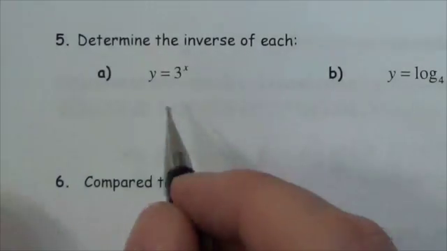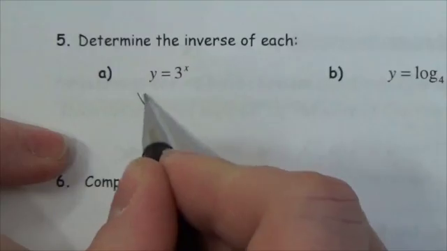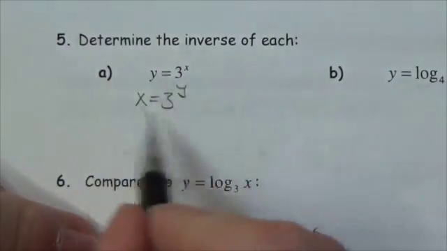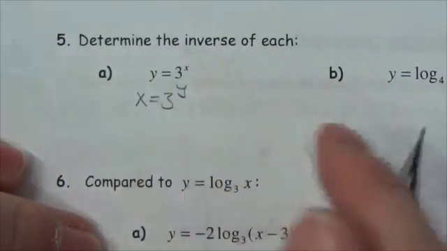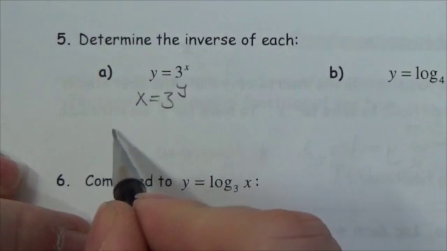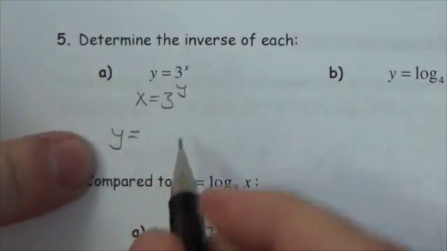Okay, well the first step we got to do here is switch the x and the y, so x is equal to 3 to the y. But I don't want to leave it like that. I want to be able to solve for y here, so this is an exponential form. I'm going to have to use the logarithmic form here, so y equals the logarithm.